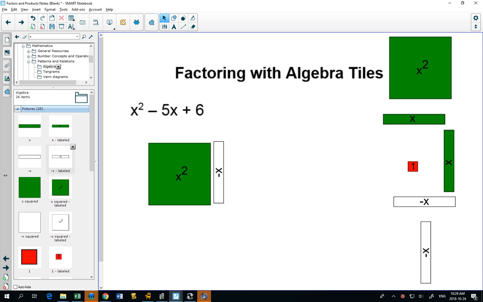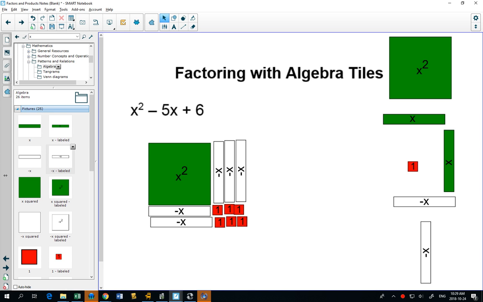Eventually, you might realize that, oh, if I put 3 of them here and 2 of them underneath, and then my 6 ones in this spot here, that it makes a perfect rectangle. Of course, this might be 30 minutes after you started doing this.